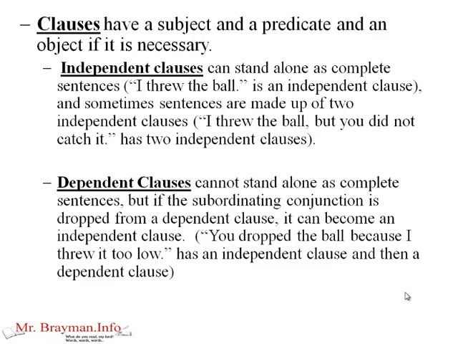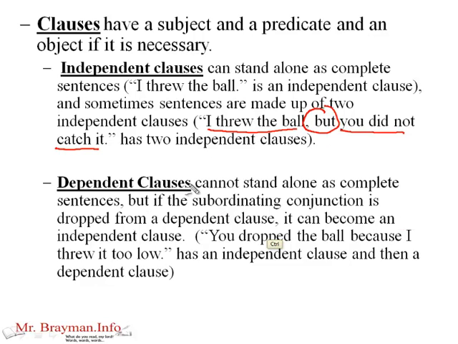And sometimes sentences are made up of two independent clauses. And we looked at this with the coordinating conjunctions lesson. Right? We've got a comma but. I threw the ball. That's a complete sentence. I could walk up to you and say, I threw the ball, period. Or I could say, you did not catch it. That's a complete sentence too. So two independent clauses joined with the comma and the conjunction. You see how this is starting to come together.